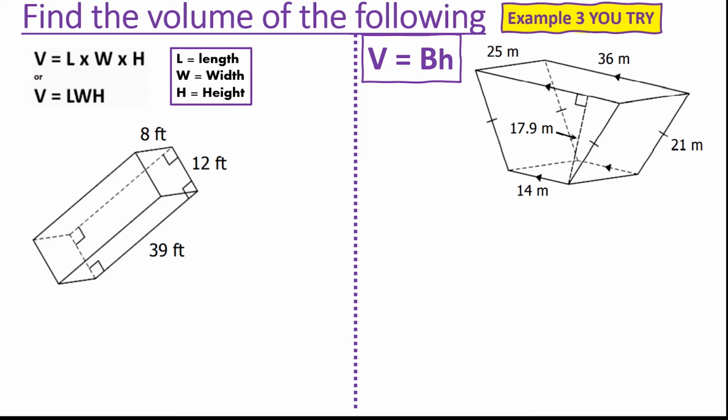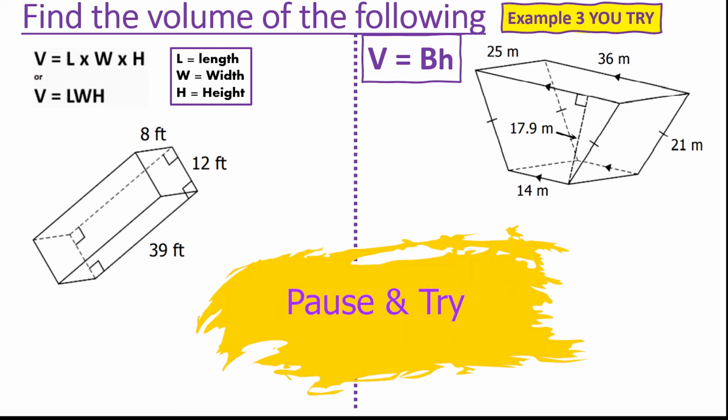All right, so example 3 here, I would like for you to try on your own. Find the volume of this rectangular prism as well as the prism to the right. Try to identify your bases first and use that formula for the area of the base. So go ahead and pause the video and try these two problems on your own.